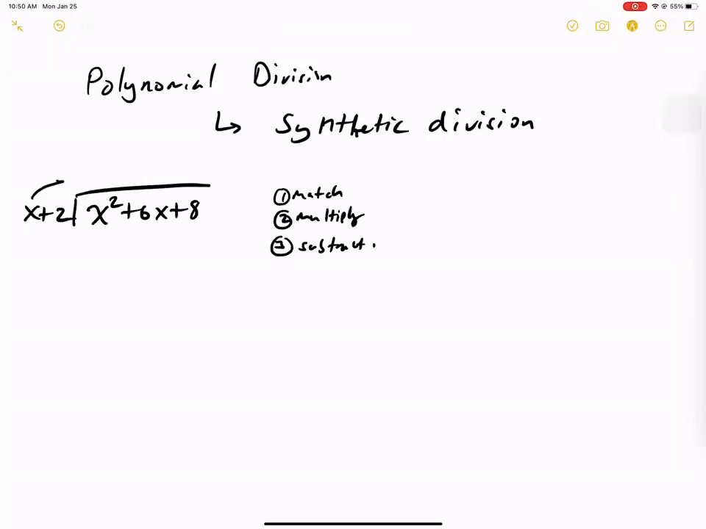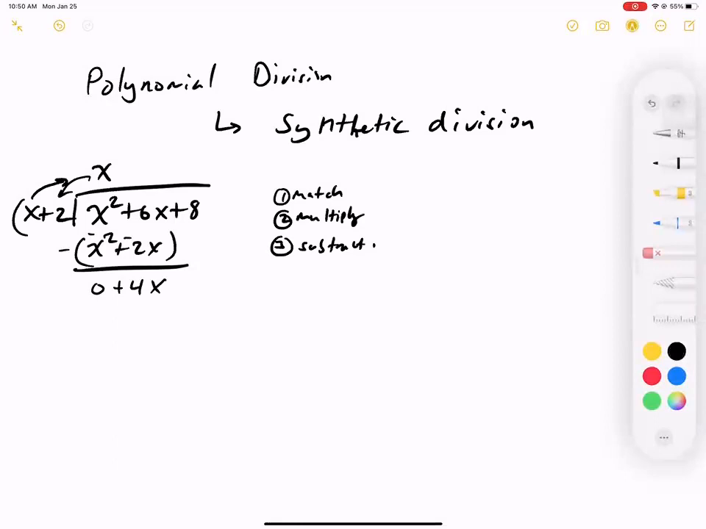We match. x times what is x squared? x times x. That's our matching. We multiply downward. We multiply the binomial here, everyone, by x. So x times x and x times 2 is x squared plus 2x. And then we subtract. Do a parentheses, and we subtract. Here we go. We end up with 0 plus 4x. You don't have to write the 0, right? We usually leave it blank.